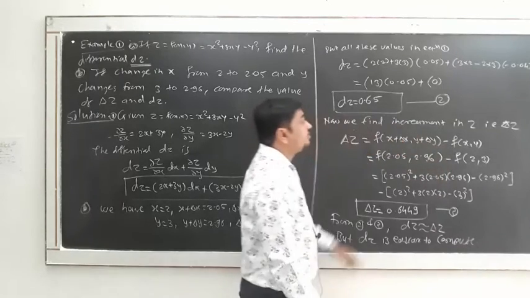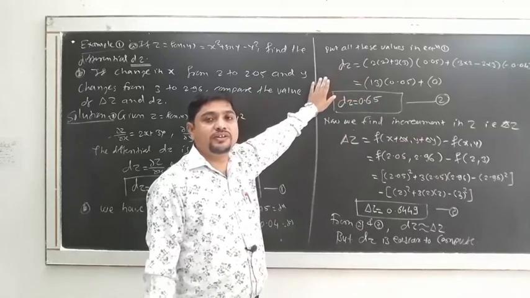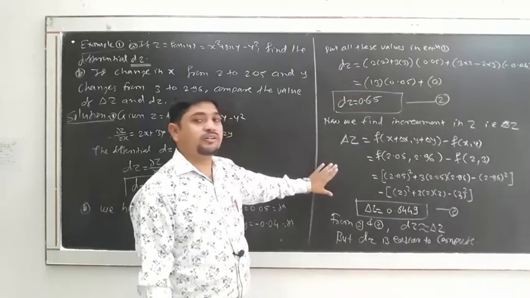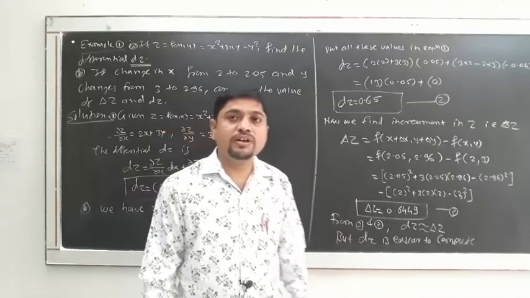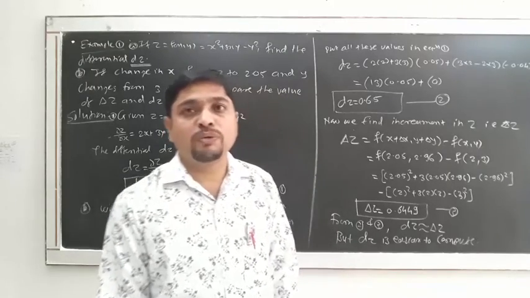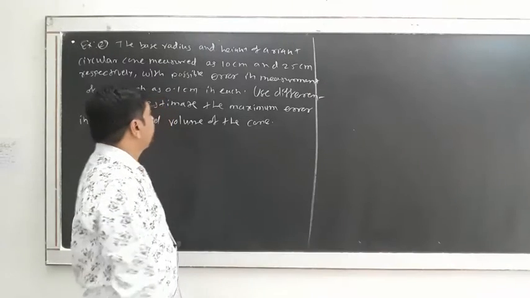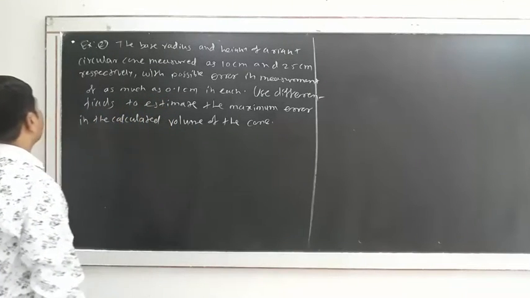That is, this we can find very easily, but this is difficult to find. Okay, so in a similar way we will solve one more problem. Now we solve the second example. So what is the example?